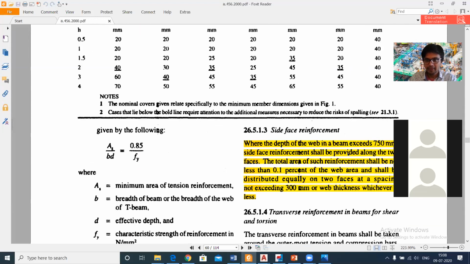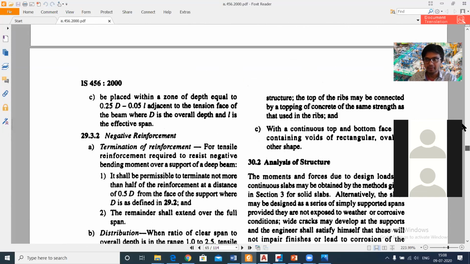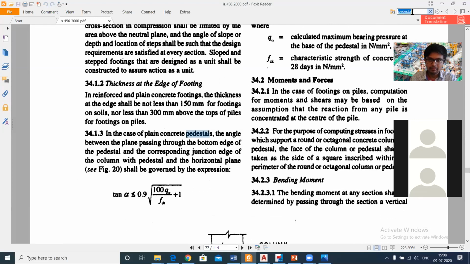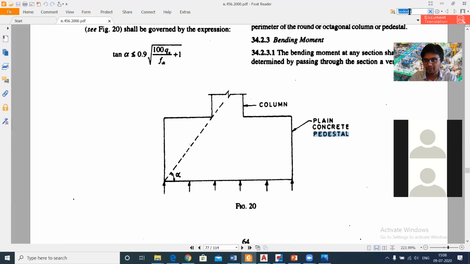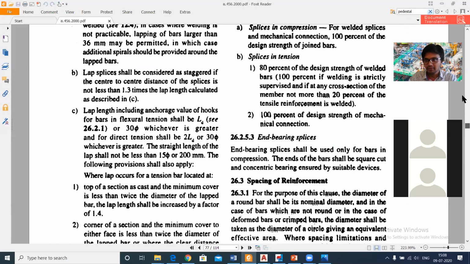Pedestal. Sir, what is the page number? Go to second row. I'll tell you the page number in which it is written. Search from the beginning, then we'll find it.